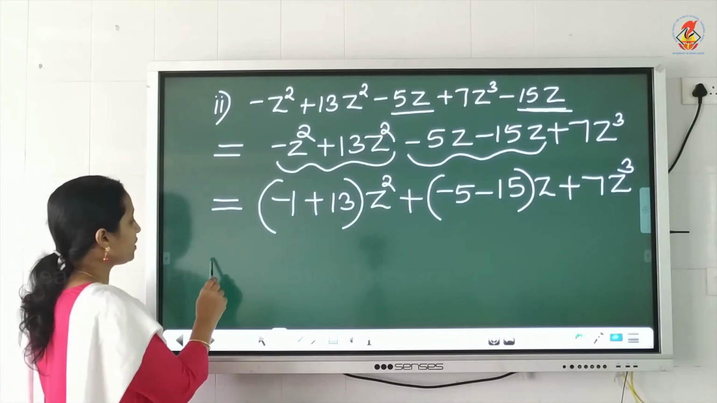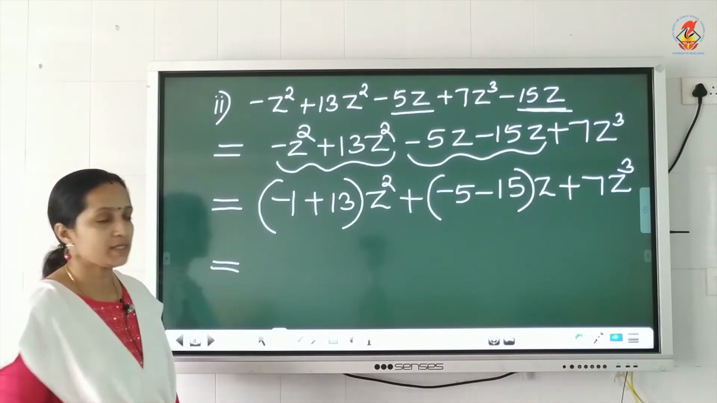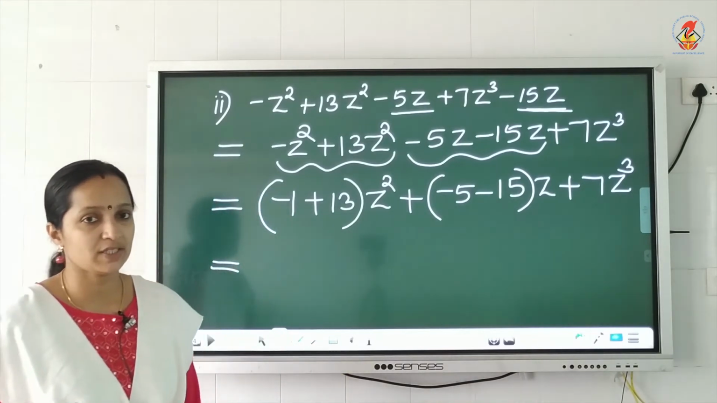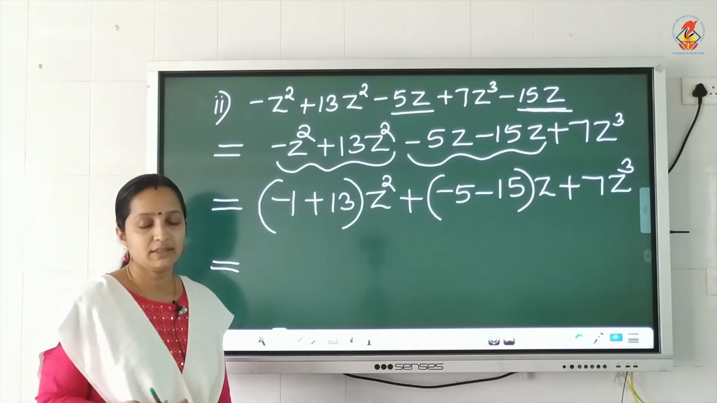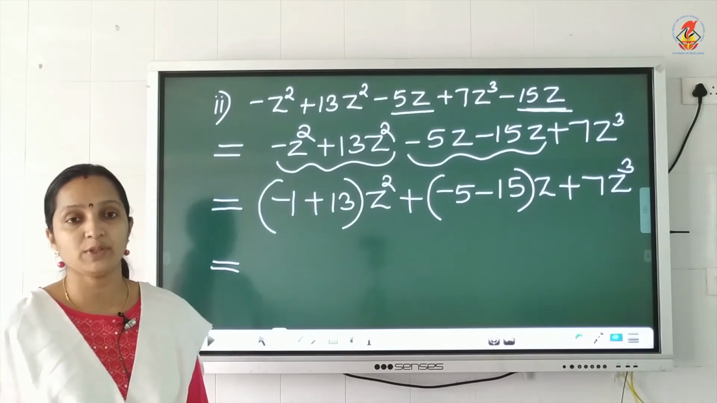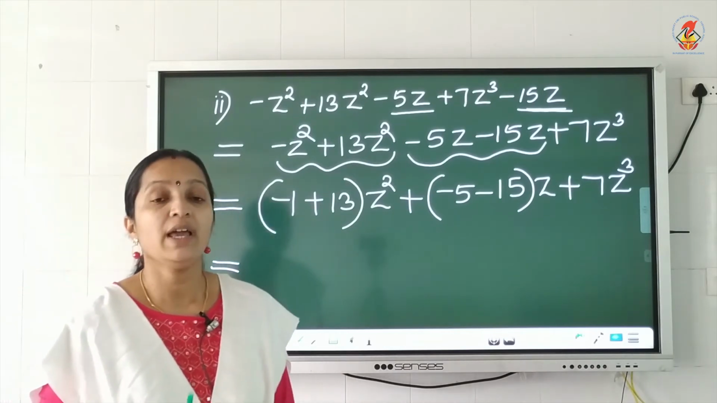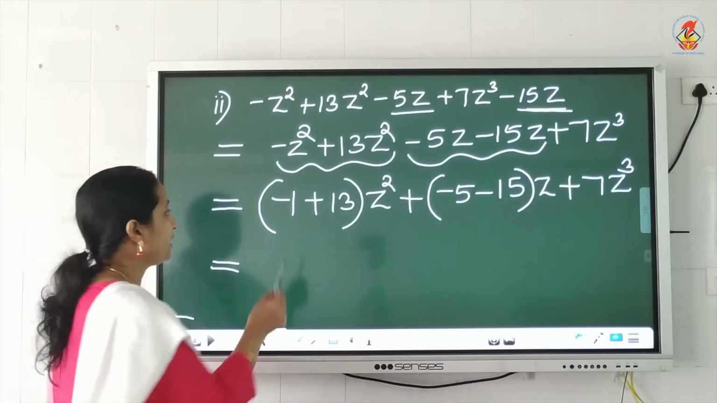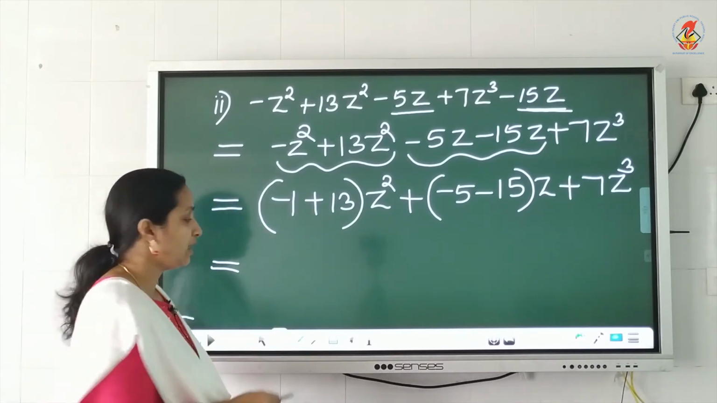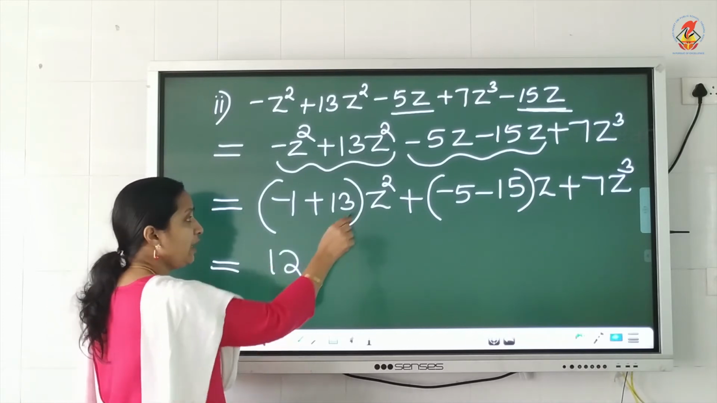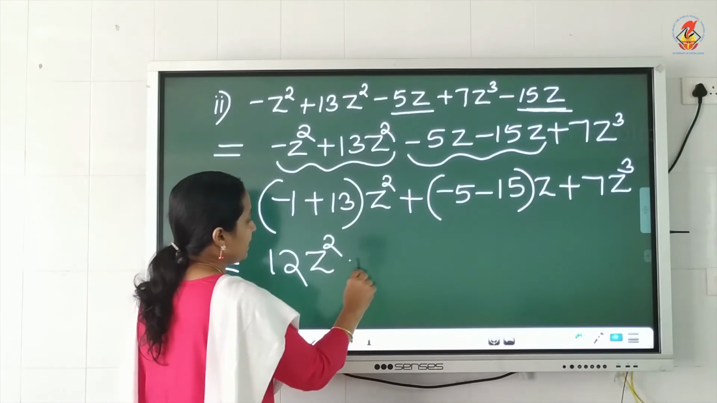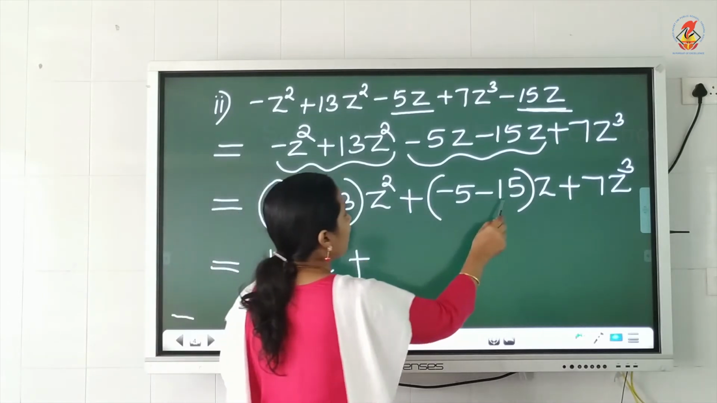Okay. Now you solve the groups. Solve the groups. Negative 1 plus 13. We already studied integer addition and subtraction. Is it? If two numbers have different signs, what you have to do? You have to do subtraction, and if same sign, do the addition and put the sign of the bigger number. So negative 1 plus 13. What is the answer? 12. And what is the variable here? Is z square. Plus then negative 5 minus 15z.